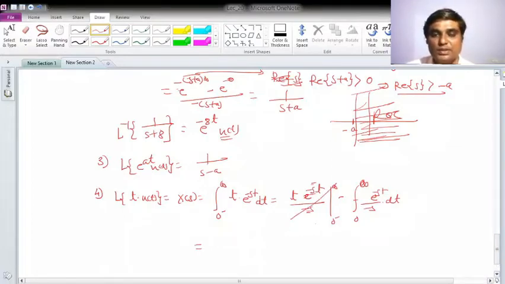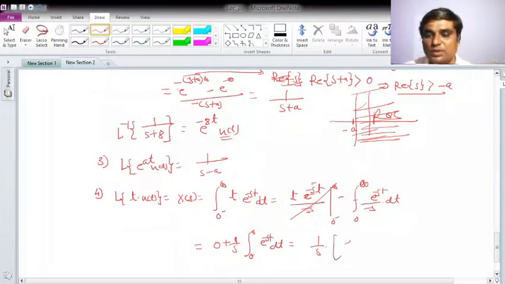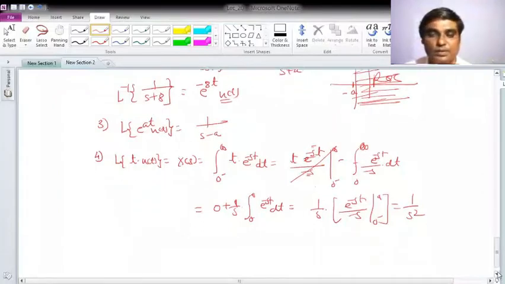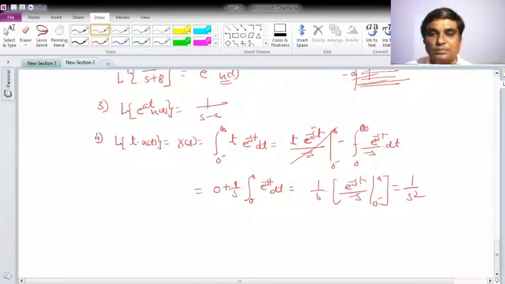And this is again 1 over s times the integral from 0 negative to infinity of e raised to minus st dt. I have to solve this integration, so it will be e raised to minus st over minus s from 0 negative to infinity, which comes out to be 1 over s square. Similarly, you can find it for t square also, iteratively. Okay, so this is one thing.